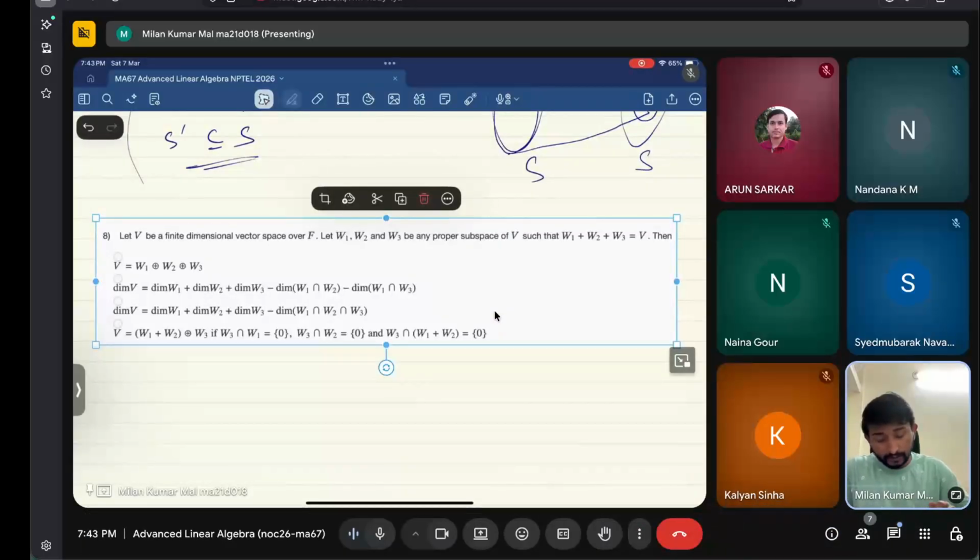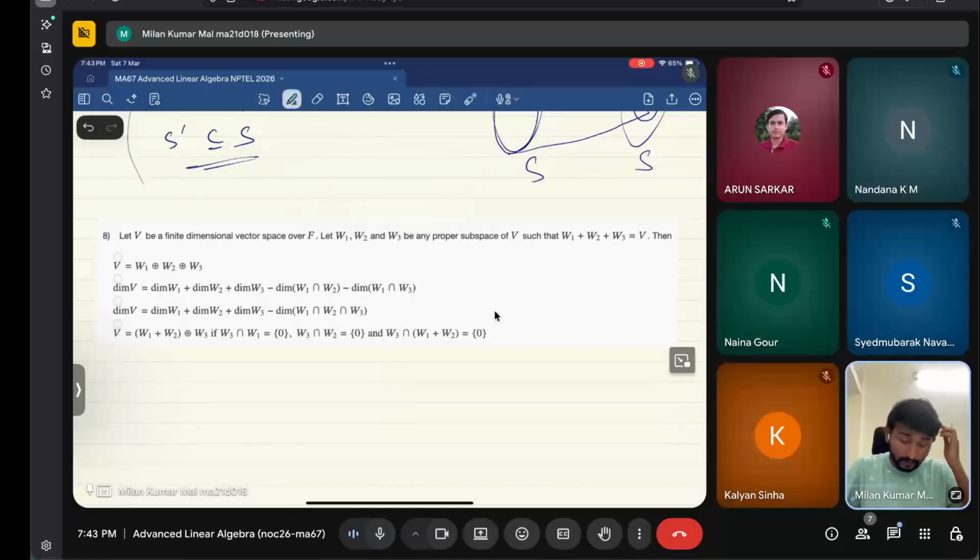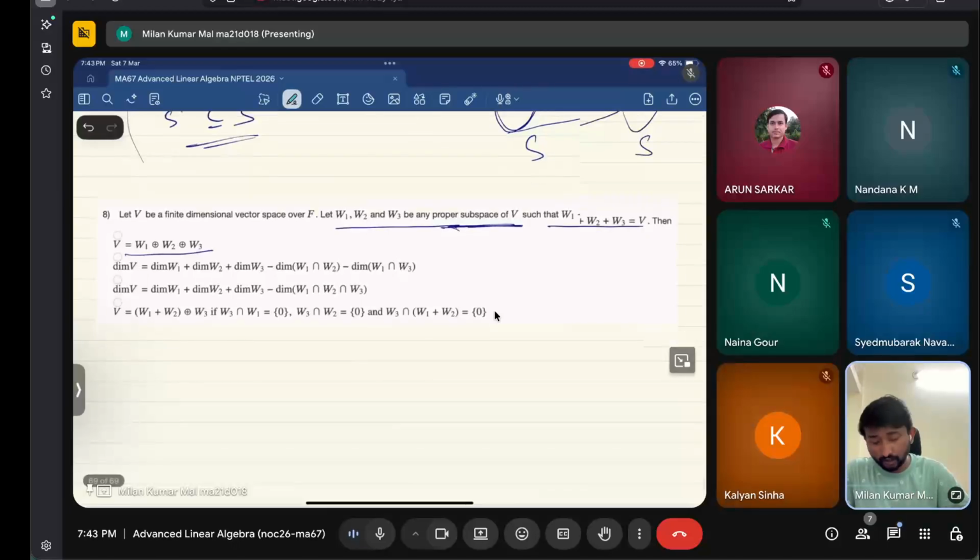So problem number 8. It says, let V be a finite dimensional vector space over F and W1, W2, W3 be any proper subspaces of V such that W1 plus W2 plus W3 is V. No direct sum is given here. Then V equals this one is incorrect. We are only given that W1, W2, W3 are proper subspaces of V. First, whether the first option is correct or not.